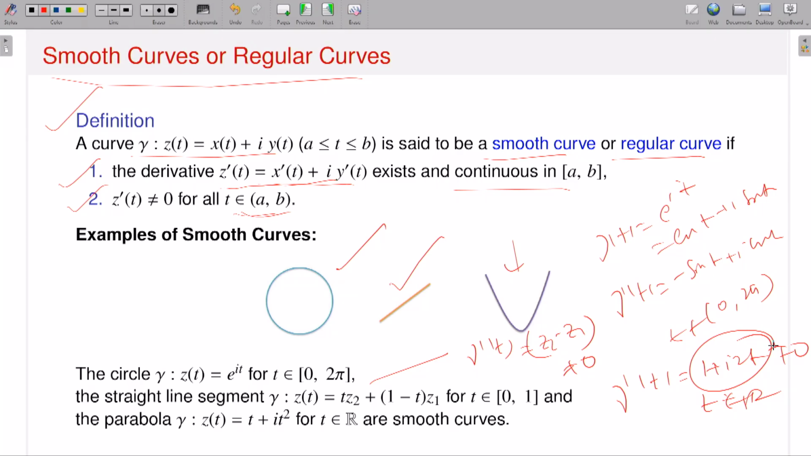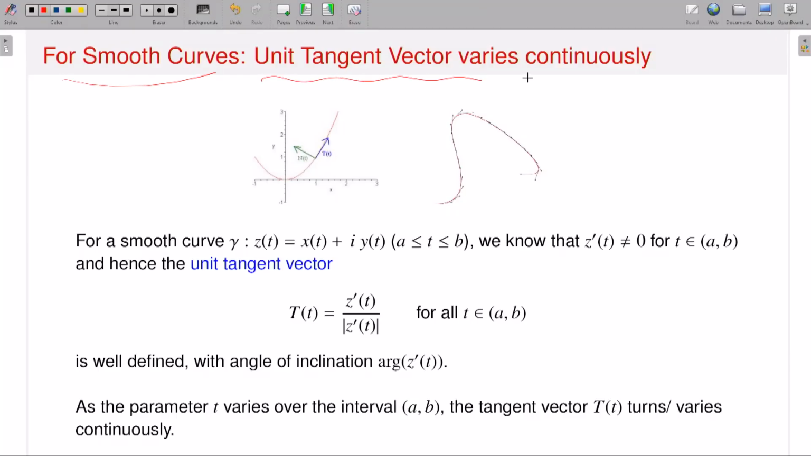Okay. So smooth curve or regular curve means it should be a differentiable curve. On top of that, I want that the derivative also should be non-zero if t runs over the open interval a to b. Yes. Now you can say smooth means, since the derivative is non-zero, I can talk about the tangent, and the tangent should vary smoothly. Okay, so for smooth curves, the unit tangent vector varies continuously. What does it mean? For a smooth curve gamma, what is the definition? That means it should be differentiable, the derivative should be continuous, and the derivative is non-zero.